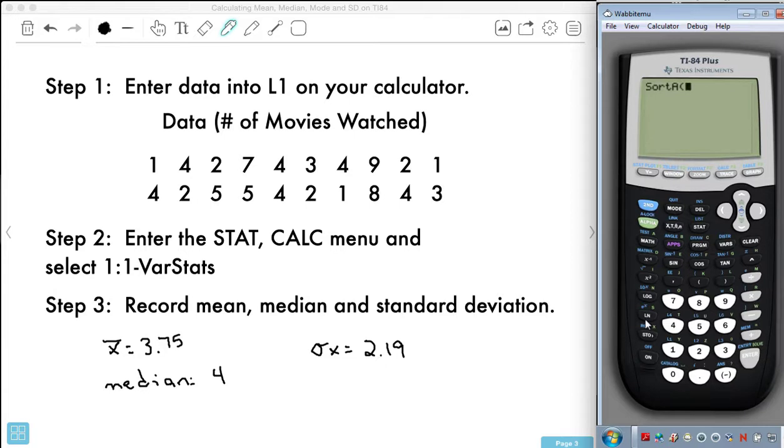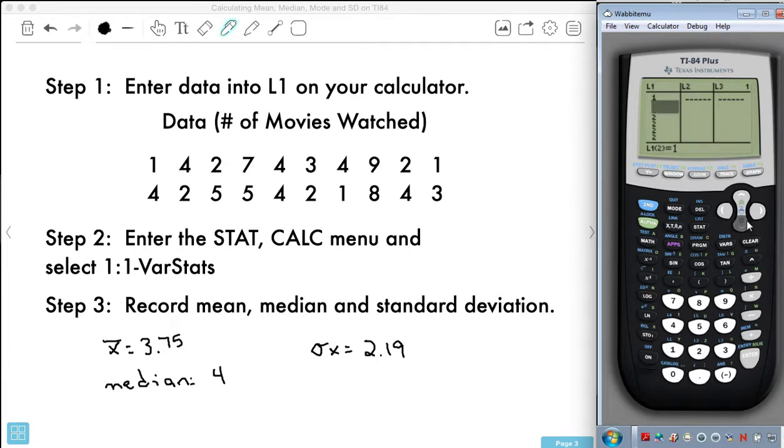So I'm going to press, I want this L1, the little blue L1 above the 1, so I press second and the 1 key and enter. And it just says done. It's not very exciting, but if you go back to Stat and then Edit, you'll notice the data in here is sorted, which makes it easier to count how many instances there are of each thing.